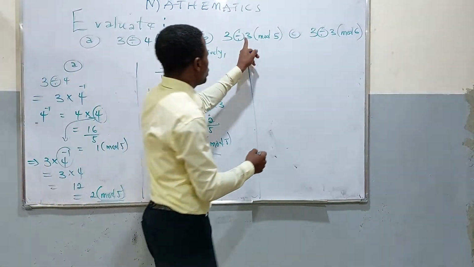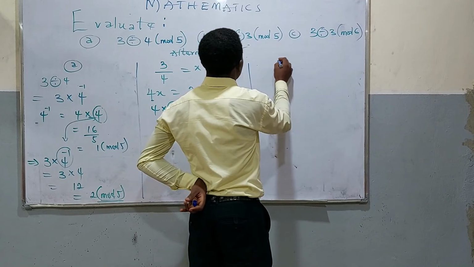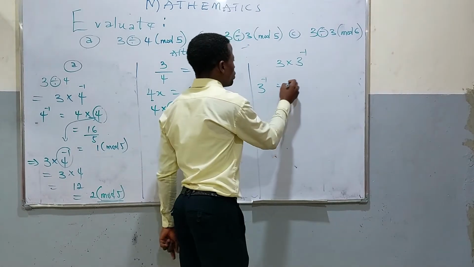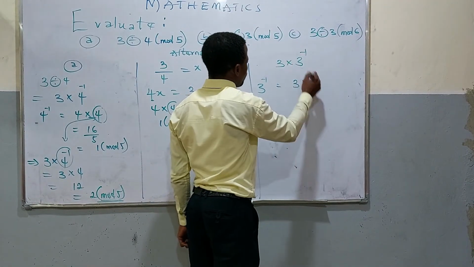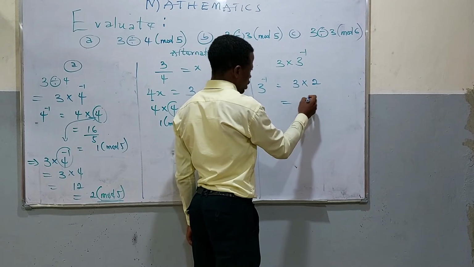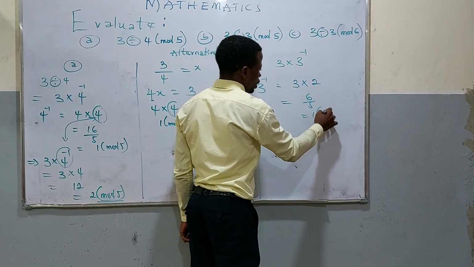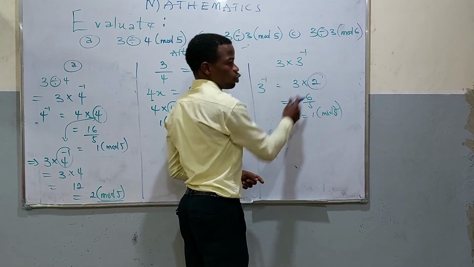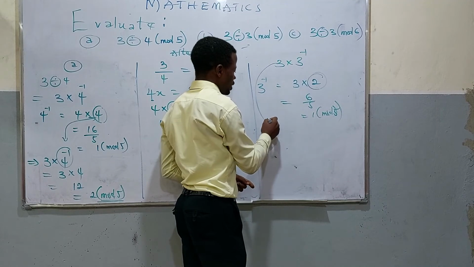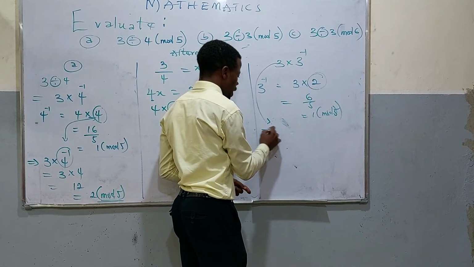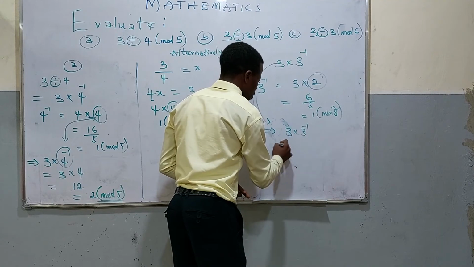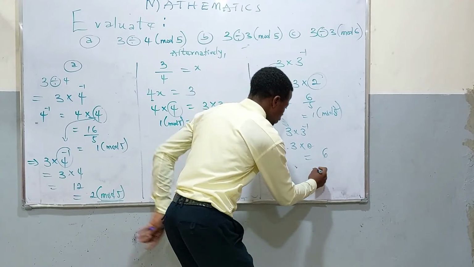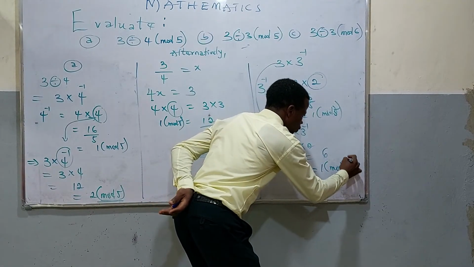Right? Now, solve the last one. How do we solve this? We have 3 times the inverse of 3. What will be the inverse of 3? It should be 3 times 2, yes, and that is 6, divided by 5, which gives us 1 in mod 5. So our inverse of 3 is this 2. That implies that 3 times the inverse of 3 is 3 times 2, which is 6, and that is 1 in mod 5.